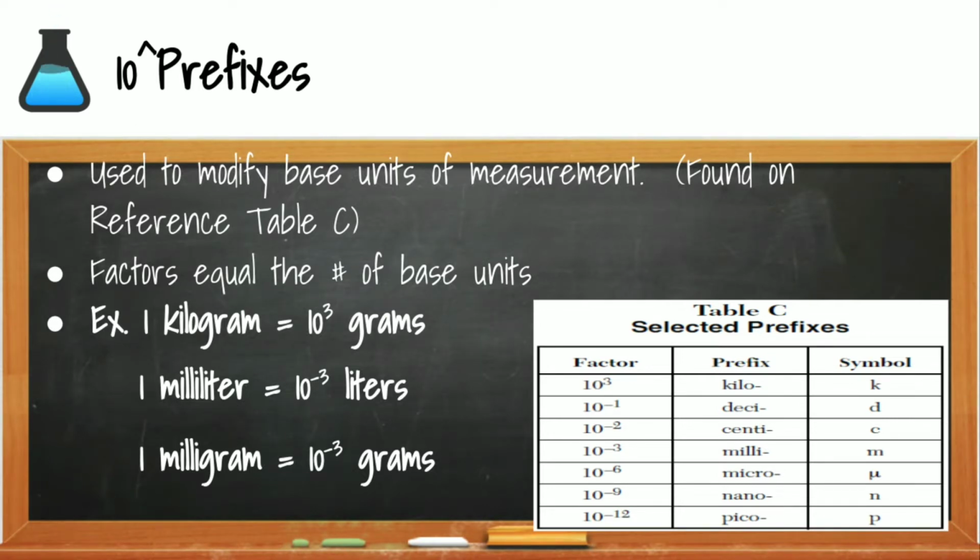So 1 kilogram is 10 to the third or 1,000 grams, while 1 milliliter is 10 to the negative third or 1/1000th of a liter. Now, milli is always 1/1000th. So when we have a milligram, we still have 10 to the negative 3 or 1/1000th of a gram.